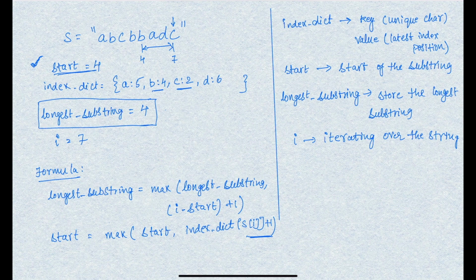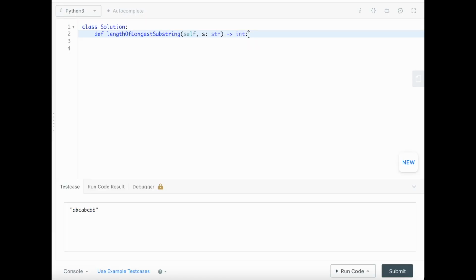I hope it is very clear from this explanation. Let's quickly code this up. Let's start by creating the variables as discussed in the explanation. So first we are going to create the start. This is going to be the start of my substring, that is going to be 0. And next one is going to be my index dictionary. This is going to be an empty dictionary. And the next is going to be longest substring. Initially it is going to be 0.